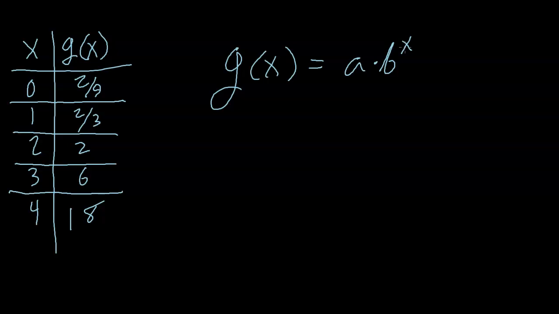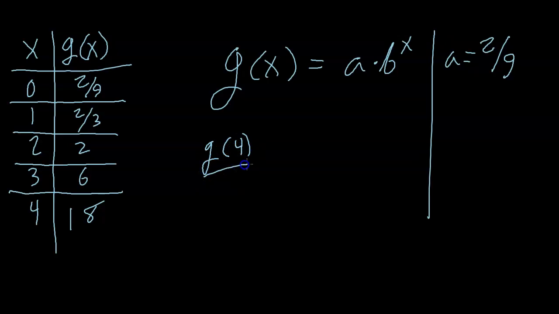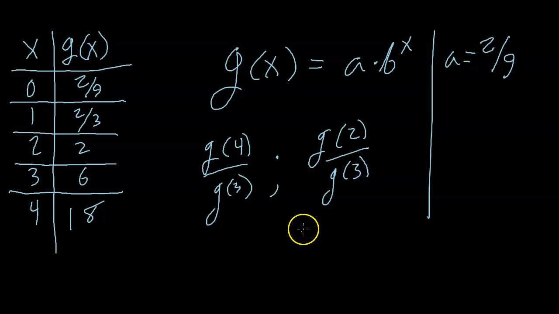Okay, so just like last time, the easy part here is finding out a. A is the initial value, which takes place when x equals 0. So in this case, our a is going to be 2/9, right? Okay, so how can we find our b? How can we find the common ratio? Well, like last time, if we wanted to, we could always take one value of the function and divide it by the previous value of the function. We could always take g of 2, for example, divide by g of 3, and so on. Take g of 1, divide by g of 0.